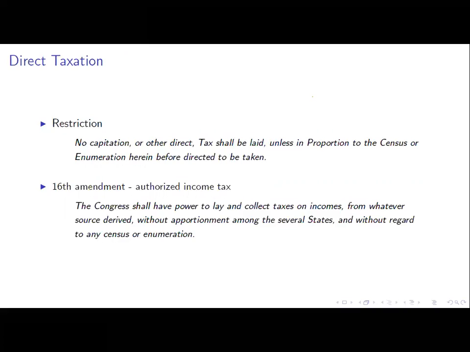And so, that's going to take an amendment to the U.S. Constitution to clarify whether an income tax is a direct tax or not. And so they're going to take the 16th Amendment, where they're going to say the Congress shall have the power to lay and collect taxes on incomes from whatever source derived without apportionment among the several states and without regard to any census or enumeration.